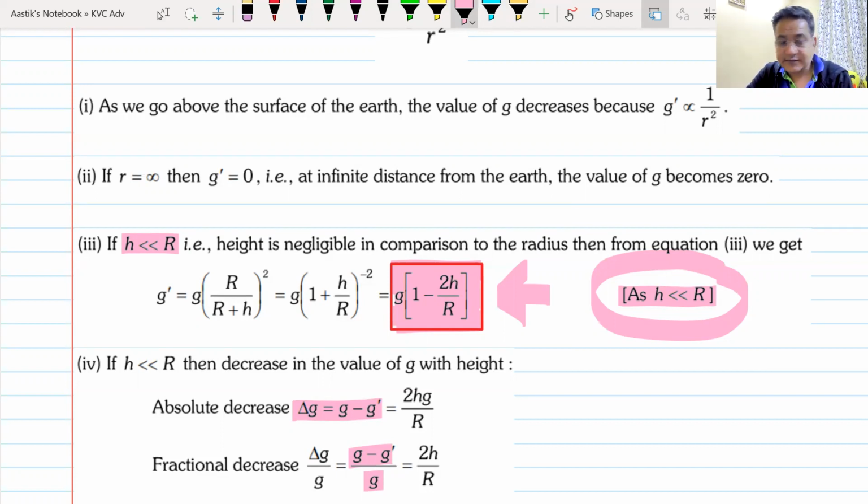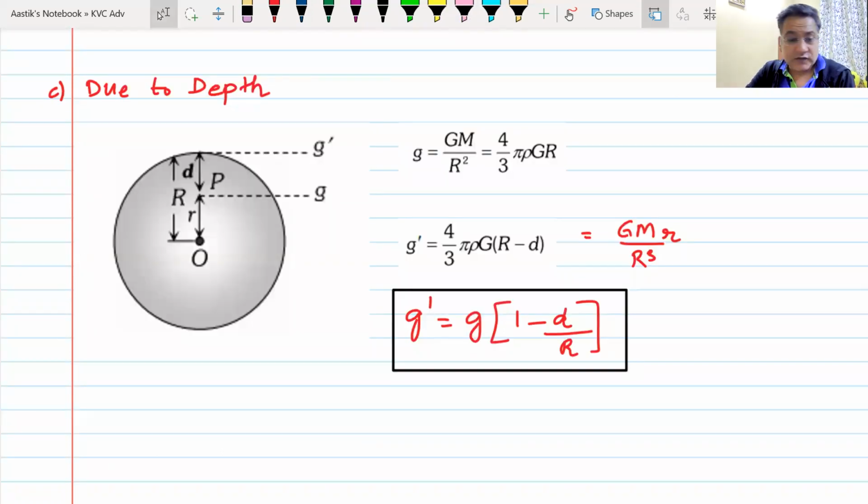Yes or no? Yes, sir. Remember that this formula that you are seeing, variation with height, is only an approximate formula and it will not be valid for a value of h which is comparable to the value of R. So this is the formula for variation of g with depth.